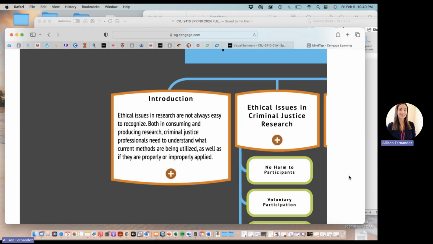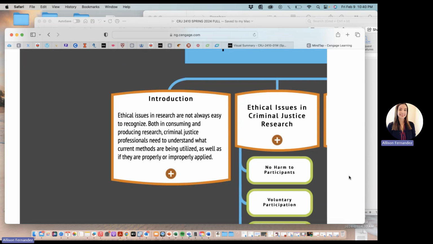So now you have to receive IRB approval. There are also different compliance requirements that you have to meet with certain departments depending on the type of work that you do.